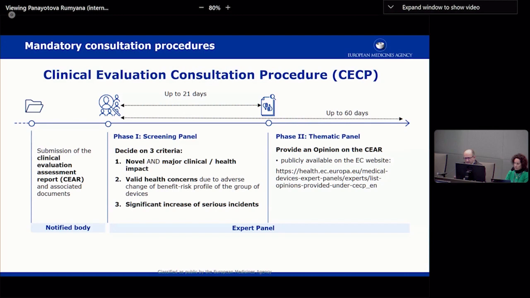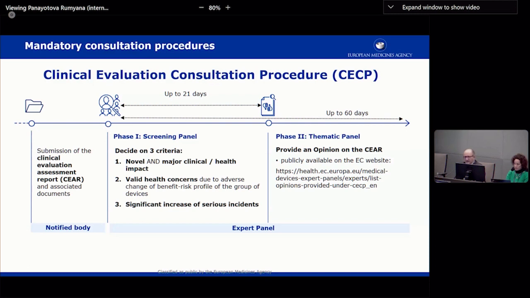There is an intermediate phase between the production of an opinion and the submission, which is where the screening panel intervenes. And the screening panel has one function: to determine whether or not an opinion is needed for that specific device. And that is based on 3 different criteria. One is the level of novelty that the device involves, combined with the possible clinical impact or health impact of that novelty. So just a novelty with no impact or with no clinical impact would not trigger the need for an opinion. The other 2 are valid health concerns.